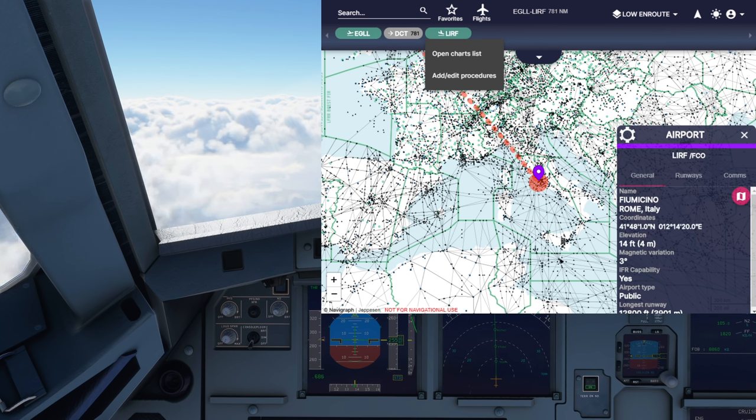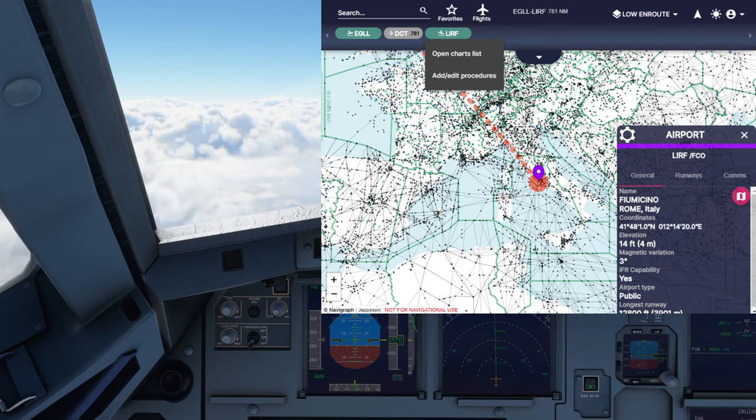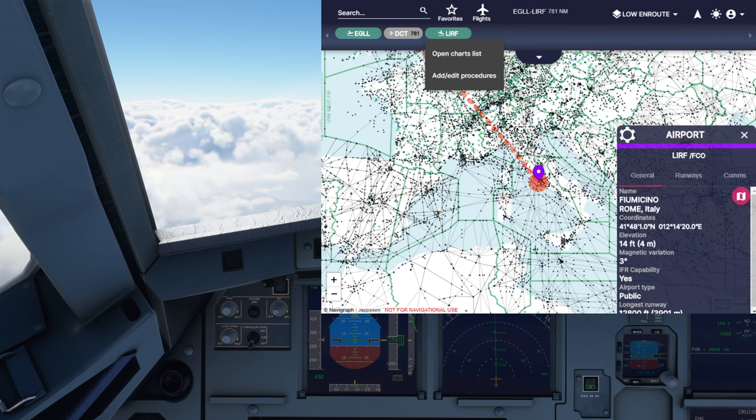So if you're using a different format to the charts you'll see today, don't worry, there's probably the same sort of information, maybe just orientated slightly differently or different colors, things like that. But it's trying to give you the same information. They all describe the same procedures typically.